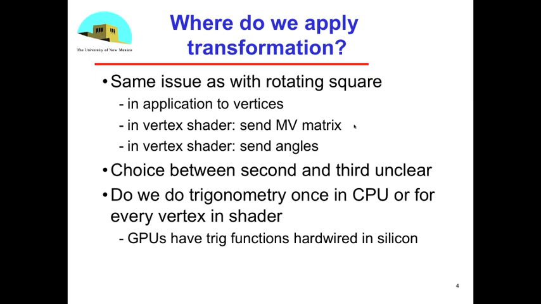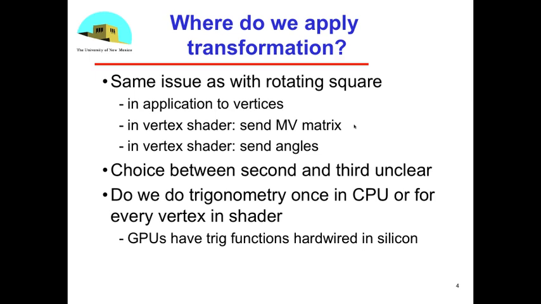And we looked at those strategies when we looked at the rotating cube, and they're pretty much the same, a little bit different here, and I think it's worthy of looking at them because I think it's not clear what the choice is between the second and the third strategy. Because in the first one, we do the trigonometry for all the vertices in the application, so we do it only once, but we're sending over more data. On the other hand, in the third case, we're actually sending only the angles over so that all the trigonometric calculations to form the rotation matrix are done in the shader. And I'm going to look at that shader in a minute.